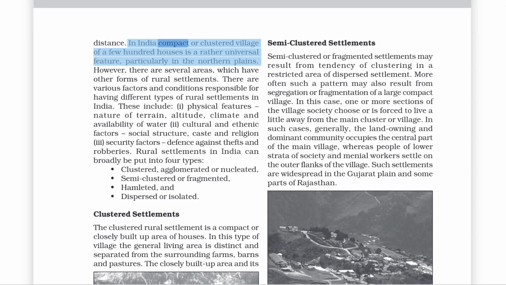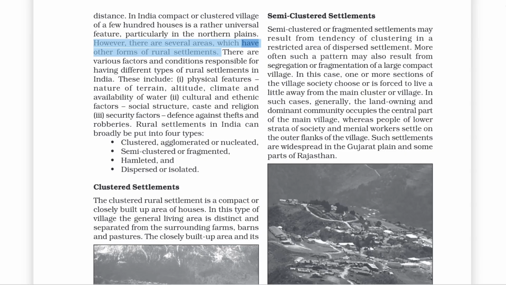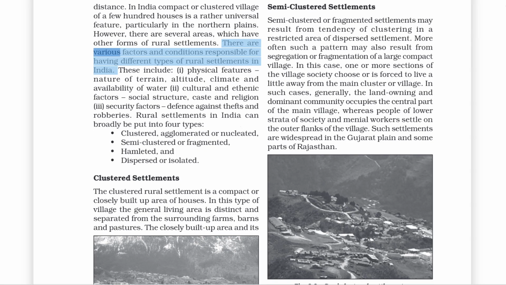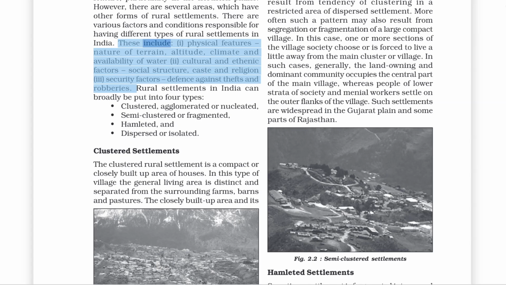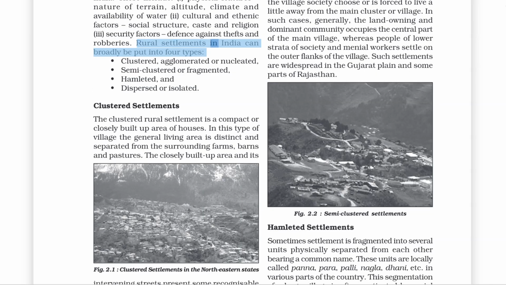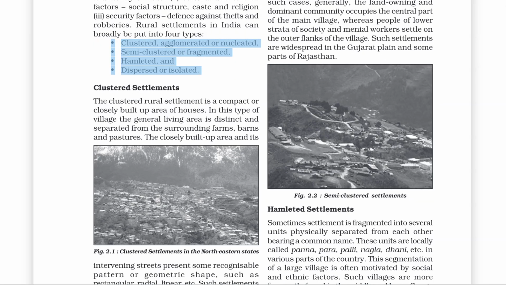In India, compact or clustered village of a few hundred houses is a rather universal feature, particularly in the northern plains. However, there are several areas which have other forms of rural settlements. There are various factors and conditions responsible for having different types of rural settlements in India. These include: 1. Physical features, nature of terrain, altitude, climate, and availability of water. 2. Cultural and ethnic factors, social structure, caste and religion. 3. Security factors, defense against thefts and robberies. Rural settlements in India can broadly be put into 4 types: clustered, agglomerated or nucleated; semi-clustered or fragmented; hamlet; and dispersed or isolated.